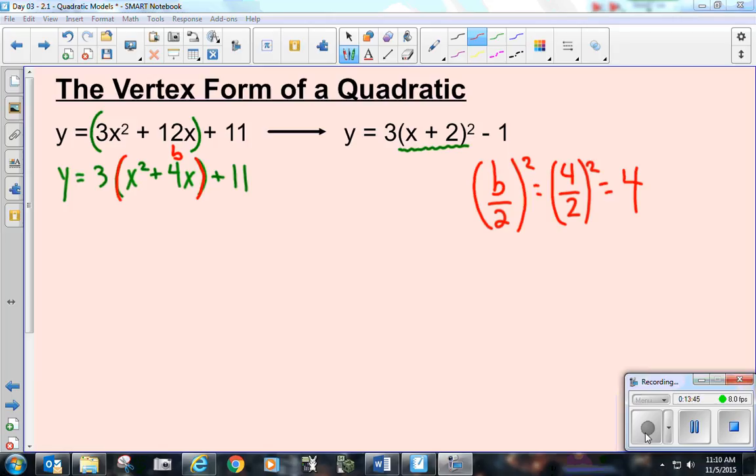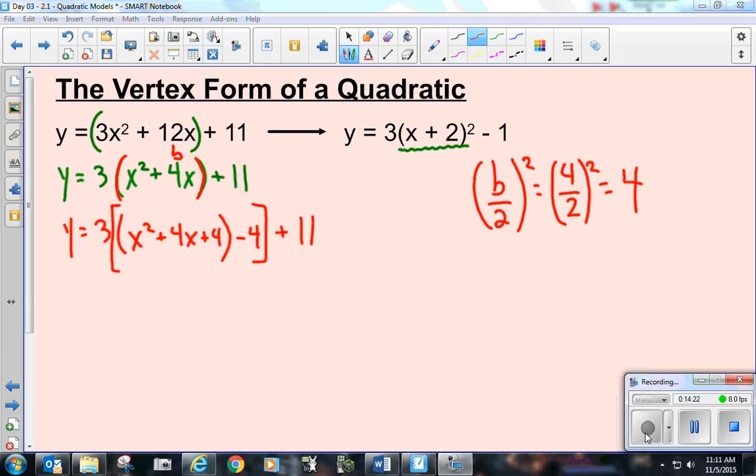But I can't just add 4 to the y, that would screw things up. So how do I keep that the same? Well, if I add 4, I'll just subtract 4 too. Meaning, if I had the number 5 and I added 1 and subtracted 1, isn't it still 5? It is. So I'm going to do that same thing here. I'm going to say y now equals 3 times, and I'm going to put a square bracket there. It's x squared plus 4x plus 4. That is now a perfect square, but I also put minus 4, so it's the same. Plus 11.